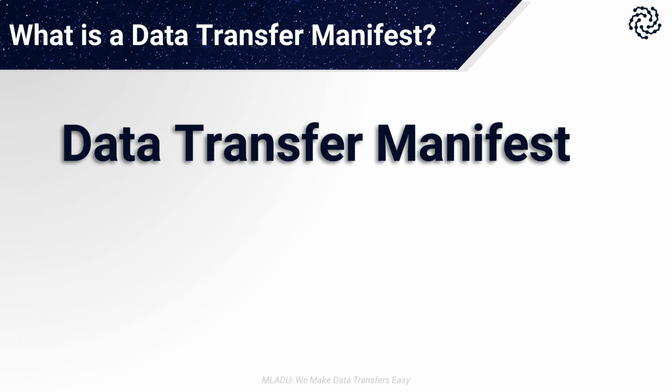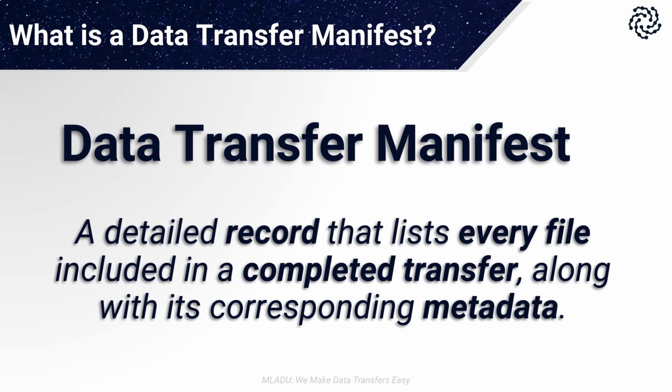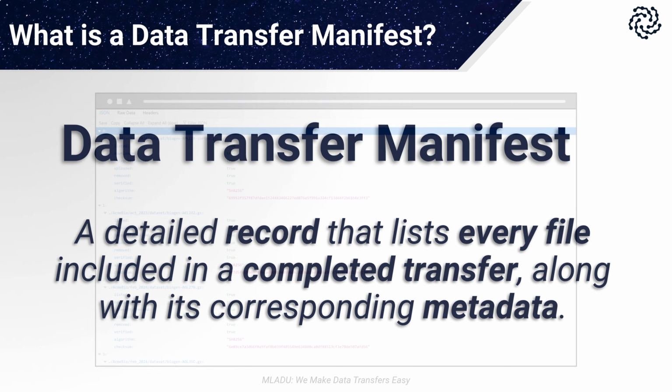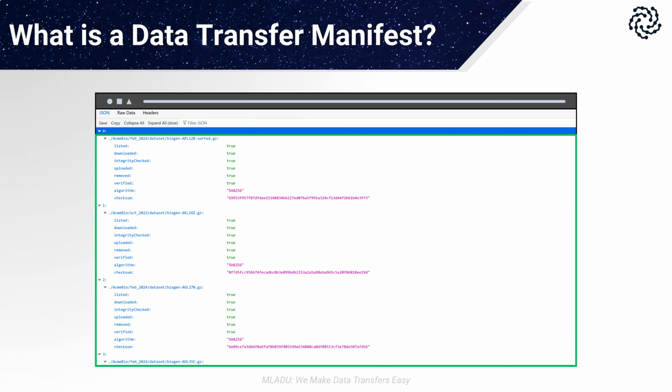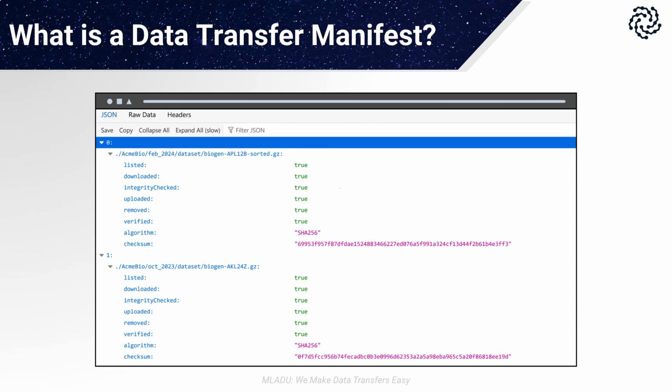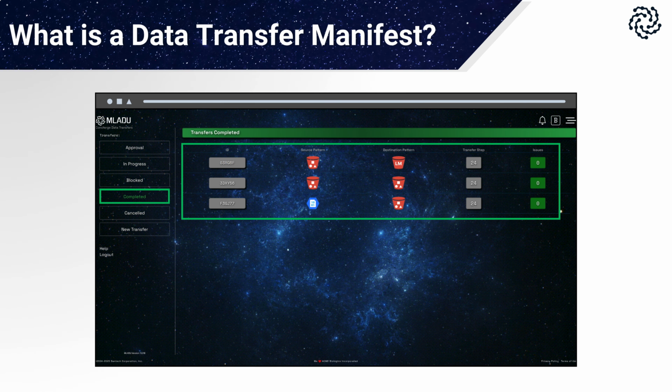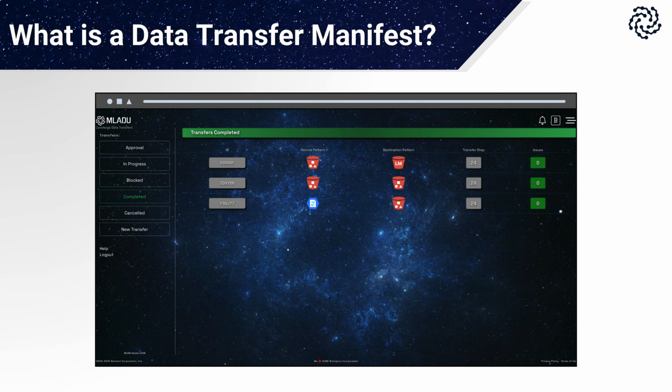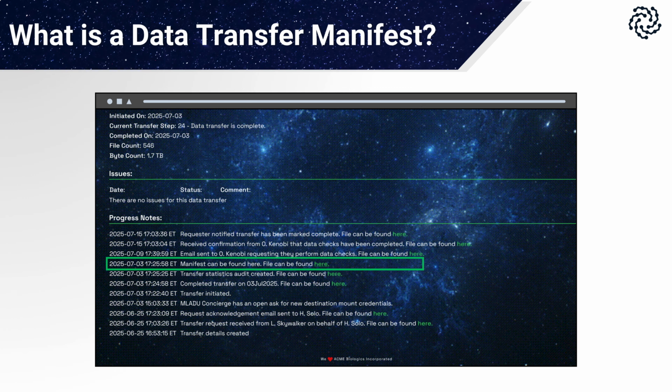A transfer manifest is a detailed record that lists every file included in a completed transfer, along with its corresponding metadata. It serves as a definitive reference of all files transferred completely and without alteration, containing assets like file paths, file names, checksums, and additional metadata specific to the data transfer pattern. With each completed data transfer, MLADU provides a manifest to support data integrity verification, enabling users to confidently perform integrity checks on the transferred data.